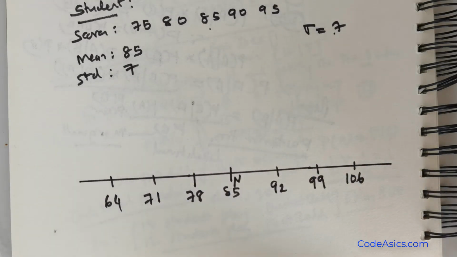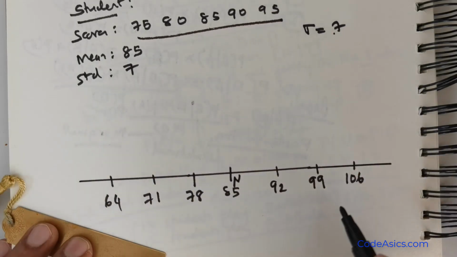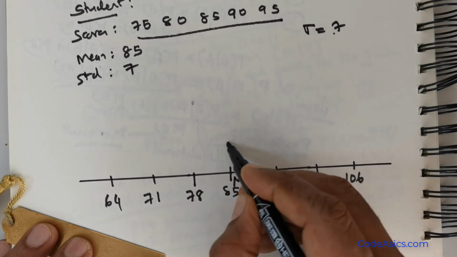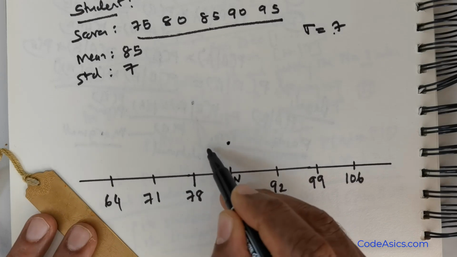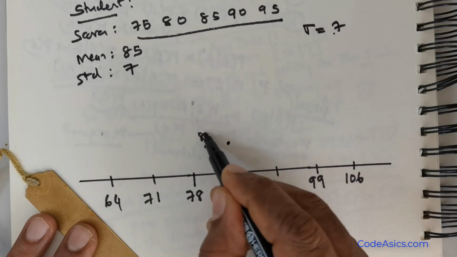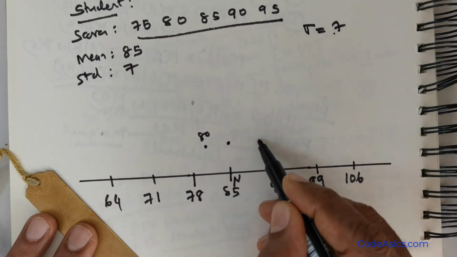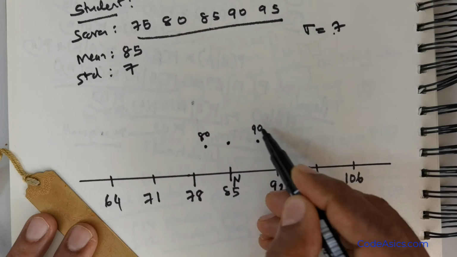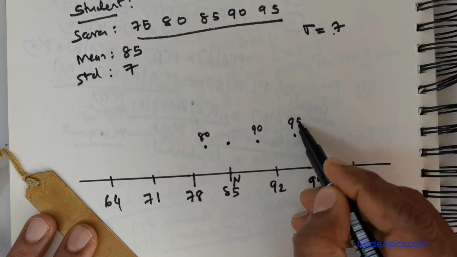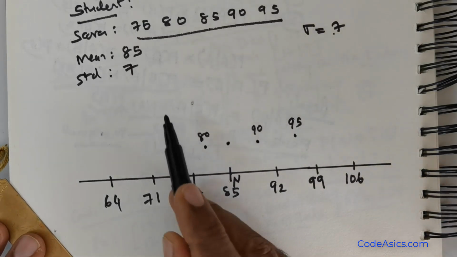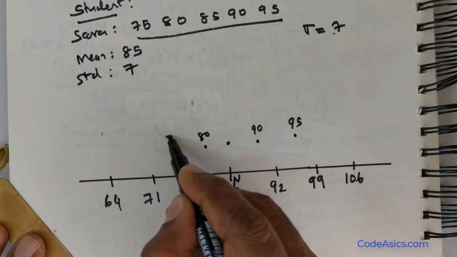Now we have to locate our real observations. So these are our observations. 85 is over here, so I'm locating this, and now we have 80. This 80 is going to be somewhere over here, so let me write that down. The first observation, 85, is exactly on the mean, and then you have 90, which is going to be somewhere over here, and 95 is going to be somewhere over here, and then over here you have 75, which is going to be somewhere over here.